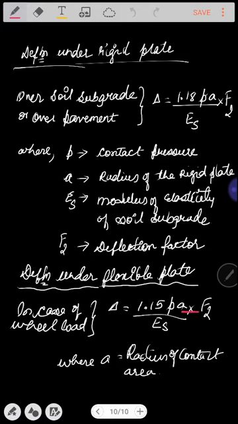where this particular a, I specifically mention, is totally different from the a which we saw in the case of the rigid plate. That a represents the radius of the rigid plate in the case of a rigid plate, and this a represents the radius of the contact area for the flexible plate. And we will learn how we find this radius of contact area in the coming slides.